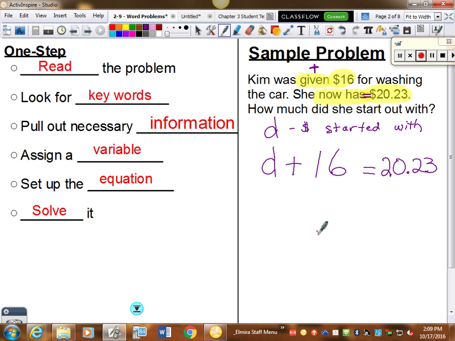Now, I'm really in this video not going to focus on the solving because these are 1- and 2-step equations. If you don't know how to solve 1- and 2-step equations, go back and watch the videos for that. That would be 2-1 and 2-2. You have to still solve them on your homework, but for this video, I'm going to focus on setting them up.